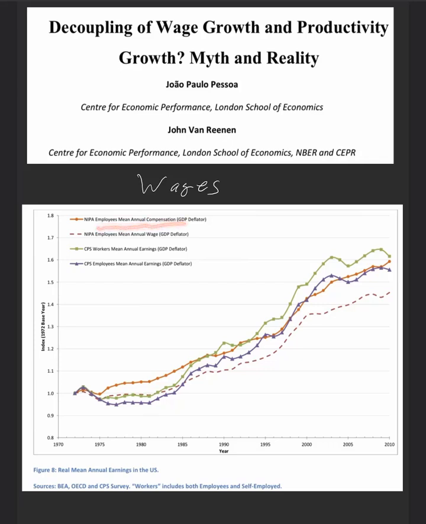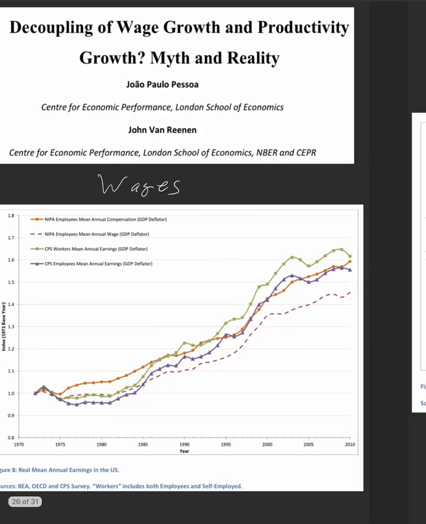Employees' mean compensation, annual wage, mean annual earnings, and mean annual earnings. They all kind of go up together. You can see the mean annual earnings deflated by the GDP deflator is the one going up the fastest. This other survey, probably the one going up the slowest, but we see this general increase in wages. Wages don't look stagnant. Notice that this is only through 2010.